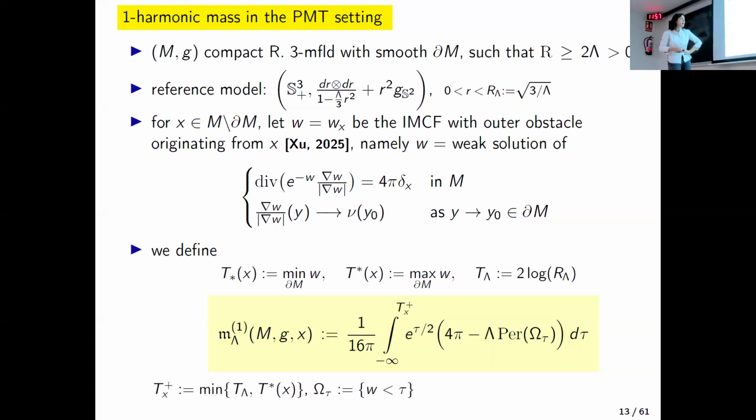You see in there is the perimeter of omega tau. Omega tau is the sub-level of your flow function, and Tx plus is the minimum between this parameter T lambda and T upper star. Okay, this is the one harmonic one.